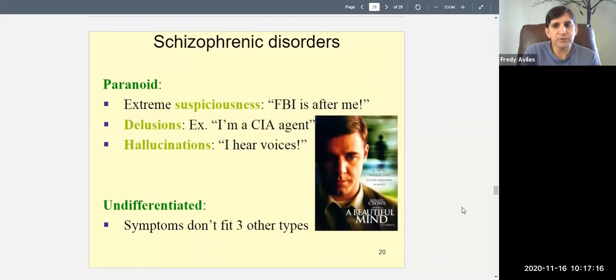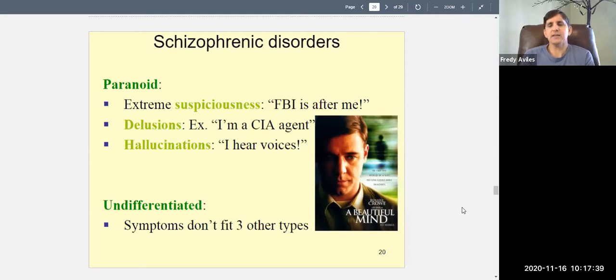Now, there's also paranoid schizophrenia. When you guys think about schizophrenia, you're probably thinking about paranoid schizophrenia. That's what was depicted in the movie A Beautiful Mind, which is a very good movie, by the way. A very good movie. So people who have paranoid schizophrenia have certain symptoms. They have these 3 symptoms: extreme suspiciousness.